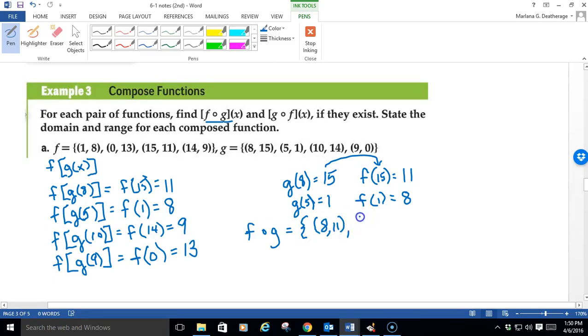Alright, then what would the next one be? 5, 8. Then what would the next one be? 10, 9. And the last one?